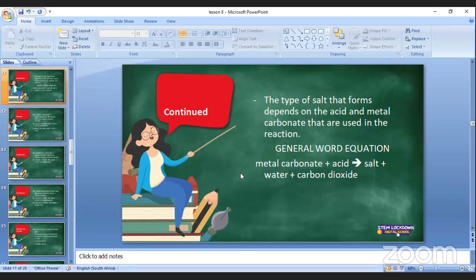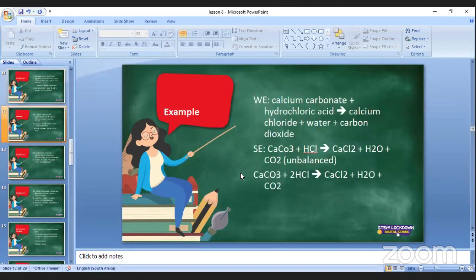This is very serious, because if you are going to continue with your chemistry in grade 10, these are the most important fundamentals. Let us look at the examples. Word equation: calcium carbonate reacts with hydrochloric acid to give us calcium chloride, which is a salt, plus water and carbon dioxide.